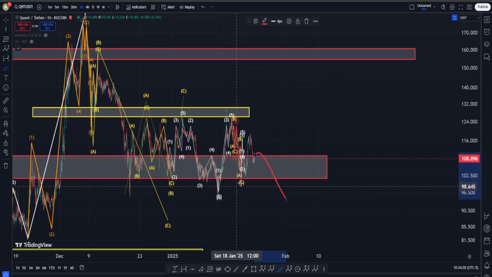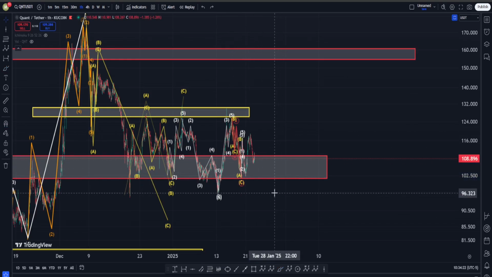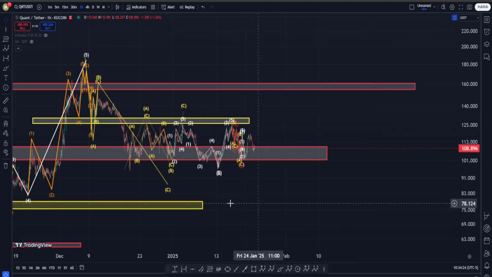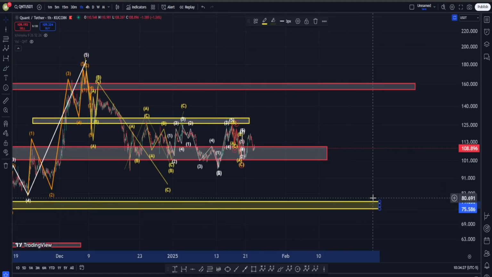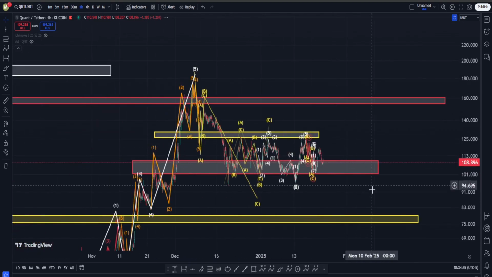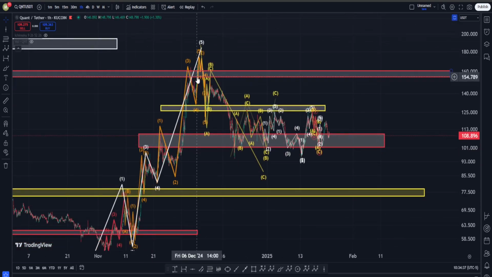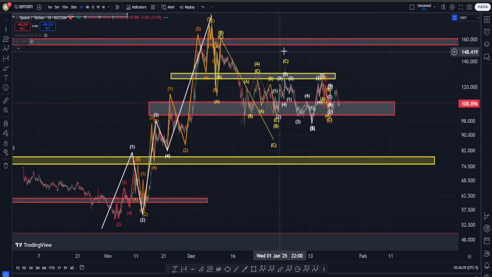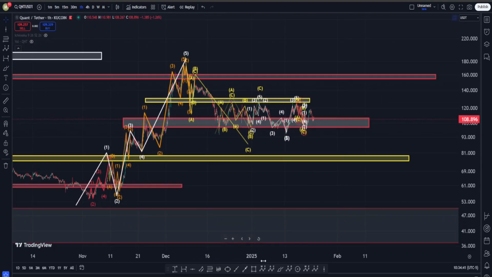Now, if we do actually get this move down, and in it, for example, we reach somewhere around these areas in here, about 80 to 85, let's say even $90, that's actually going to be a fantastic long opportunity. Why is that? Because at that point, risk to reward ratios are going to make a hell of a lot of sense. Let's say, okay, around 90 bucks in here, we are going to open a long position in QNT.